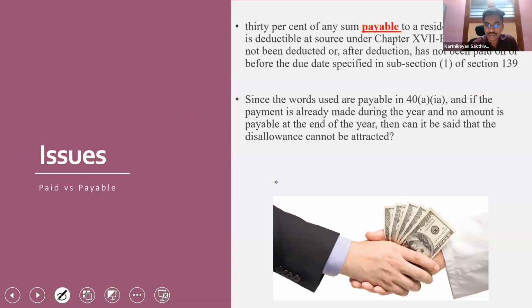Next is issues. We'll just take up certain issues. So sectionல உங்களுக்கு என்ன words கொடுத்திருக்குன்னா 30% of any sum payable to a resident on which tax is deductible at source.